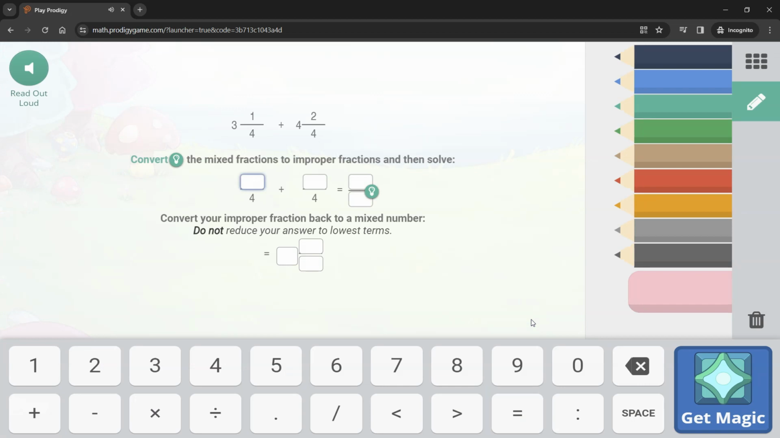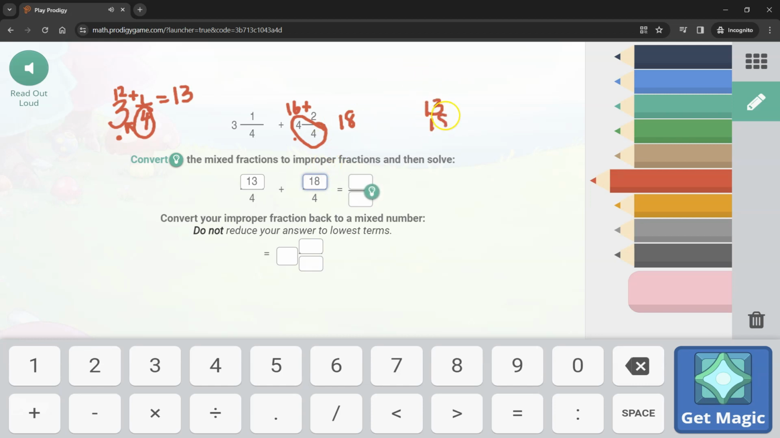Alright, convert the mixed fractions to improper fractions and then solve. So how do we convert these mixed numbers into improper fractions? We multiply the denominator by the whole number, and then we add the numerator. So 3 times 4 is 12. 12 plus 1 is 13. So in there, I'm going to have 13. Here, I'm going to do 4 times 4, which is 16. 16 plus 2 gives us 18, and the denominator stays the same.